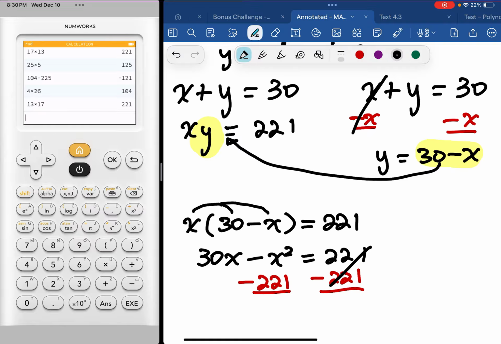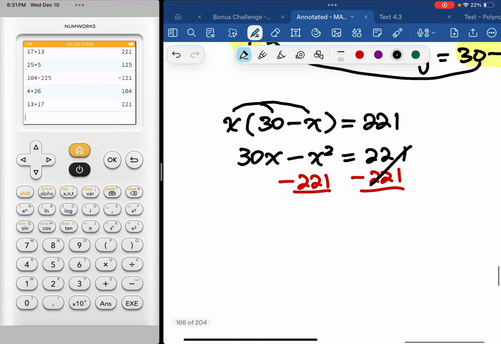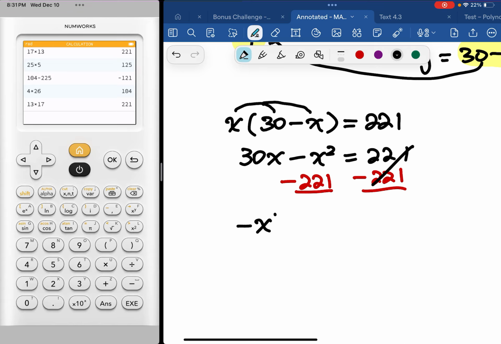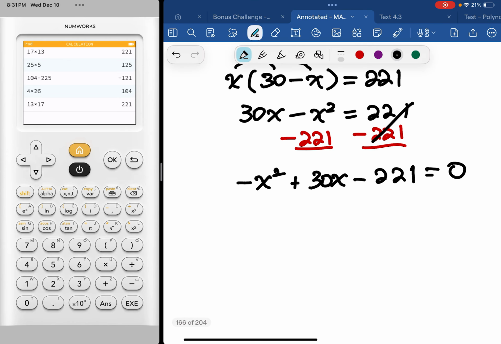Actually, yeah, I'll subtract it over because we're using the modern method, so it's fine. All right, so in descending order, we don't have any like terms here. I'm going to write this as negative x squared plus 30x minus 221 equals 0. Now if I'm using the modern quadratic formula, my a value is -1, my b value is 30, and my c value is -221.